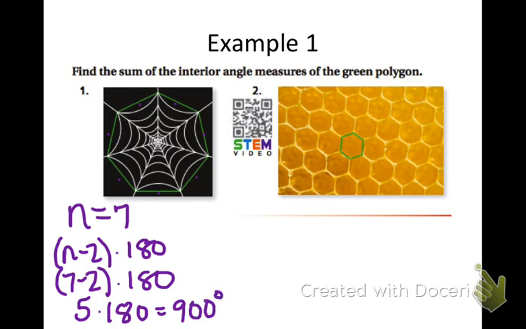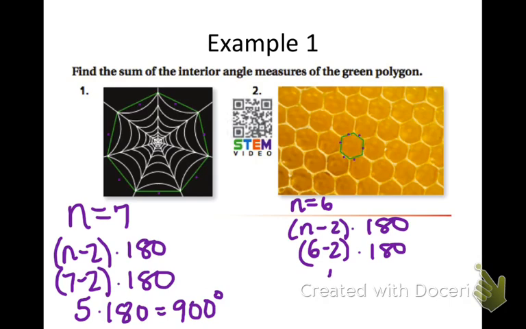heptagon. Looking at the little honeycomb, 2, 3, 4, 5, 6, n is equal to 6. So 6 minus 2 times 180, or 4 times 180, gives me 700, ooh, that's not a very good 8, 720 degrees inside of a hexagon. And that's true for all hexagons.